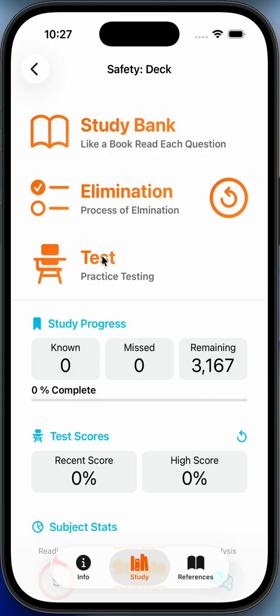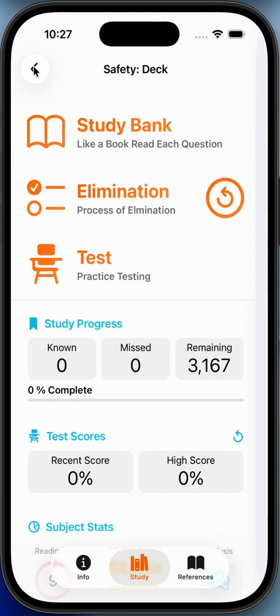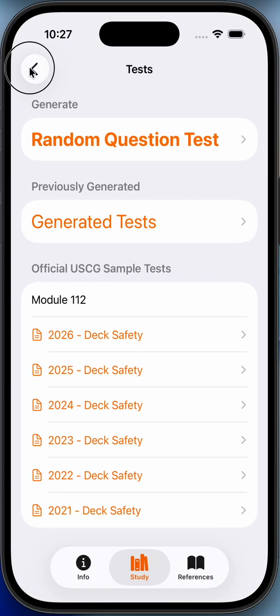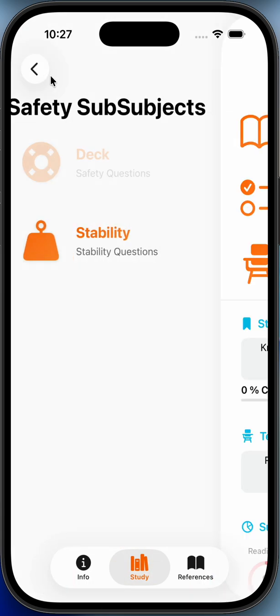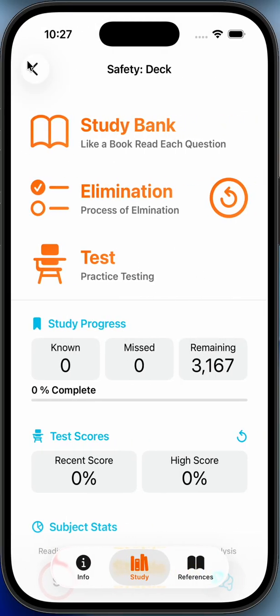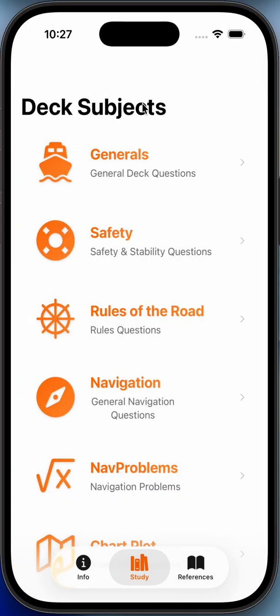And if I go to test here, it's going to be the same thing, module 112. So anything you pick here is going to be over module 112. So it's highly recommended that before you go into test mode, especially for just one sub-subject, you study all the sub-subjects and then test. So that's my explanation of our subjects here.